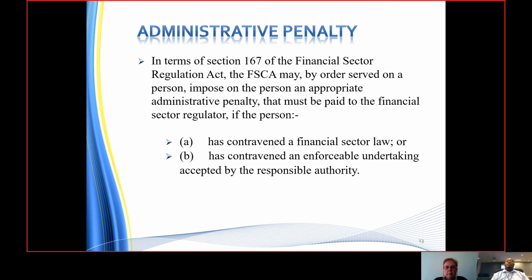So in terms of Section 167 of the Financial Sector Regulation Act, the FSCA may, by order served on a person, impose on the person an appropriate administrative penalty that must be paid to the financial sector regulator if the person has contravened a financial sector law or has contravened an enforceable undertaking accepted by the responsible authority. There is a separate section in the FSR Act dealing with enforceable undertakings, but for the purposes of this webinar, we will not be going into that.